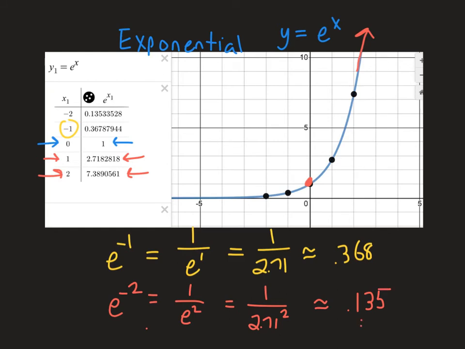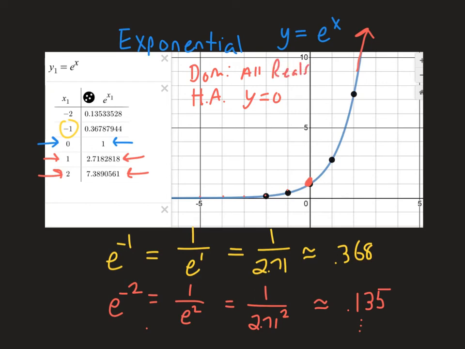And that trend just keeps continuing, and these points keep getting closer and closer to 0, but they never quite reach 0. So that gives us a horizontal asymptote at y equals 0. The domain's all real numbers. This thing's going forever.